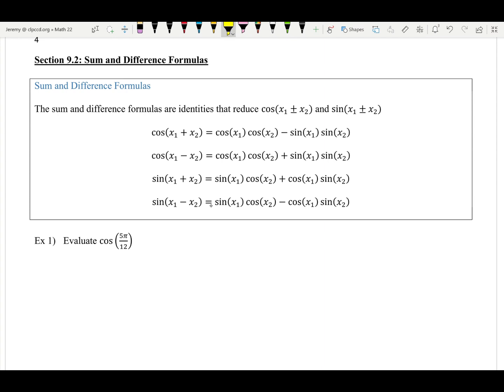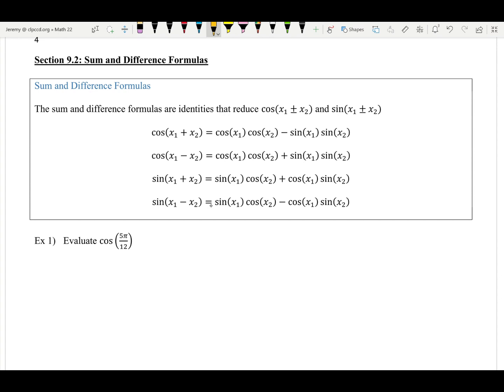Let's start with cosine. So if we're taking the cosine of x1 plus x2, where x1 and x2 could be variables, they could be real numbers, this is the same as cosine of x1 times cosine of x2 minus sine of x1 times sine of x2. I'm sorry, I know that we all wish that this was just cosine of x1 plus cosine of x2, but it's not. Don't write that down. Okay, this is the formula that we have to use to break up that sum.